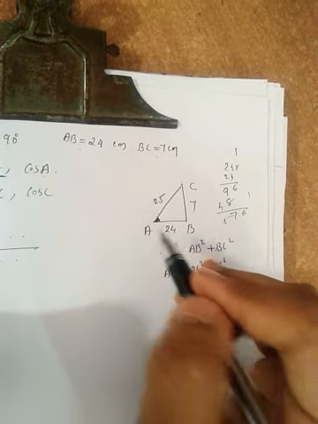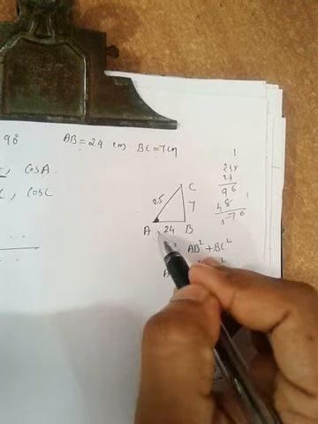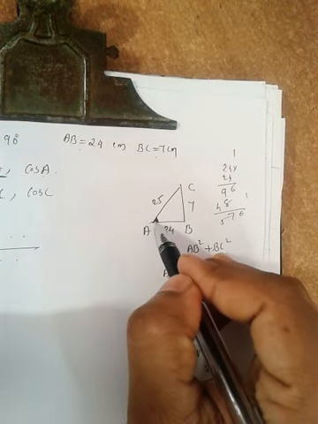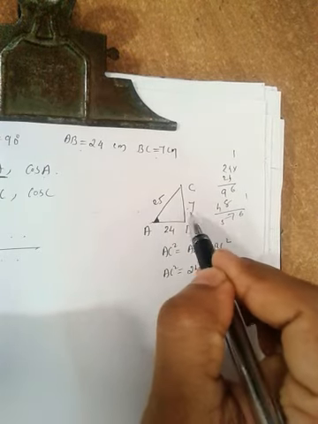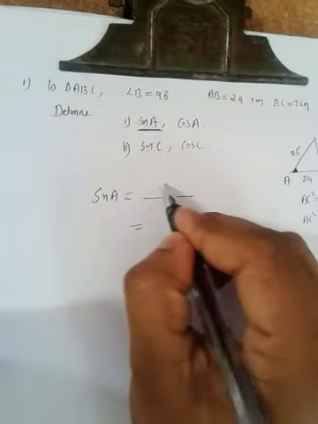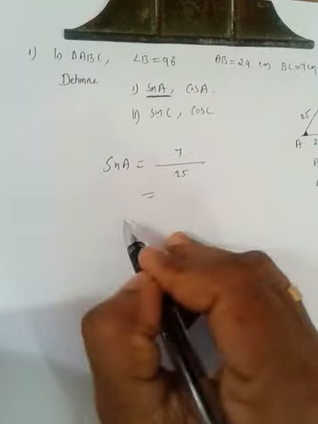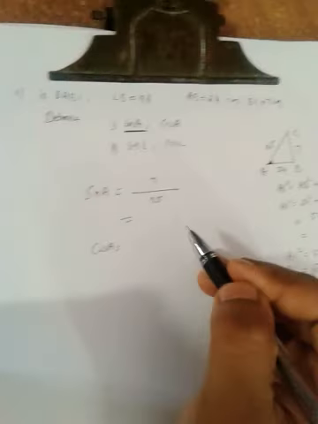Sine A, we are going to apply sine on A. Clear? Sine A: the opposite side of A is 7 and the hypotenuse is 25. So sine A means opposite by hypotenuse, so 7 by 25. So the answer will be 7 by 25. Then similarly we can calculate cos A.